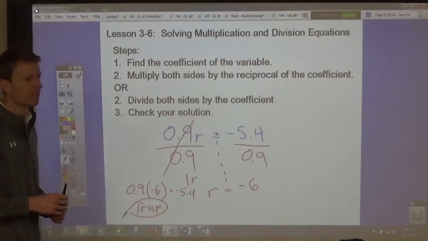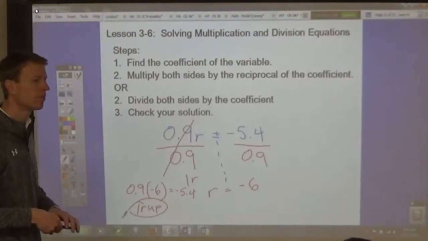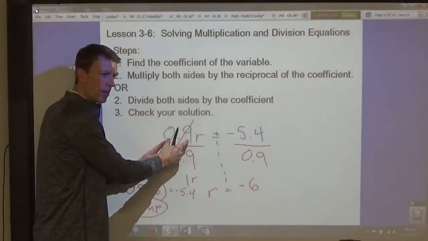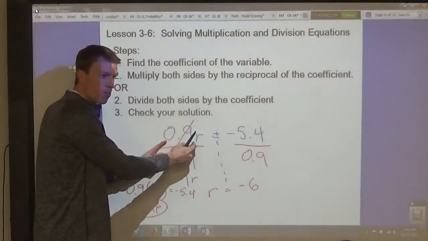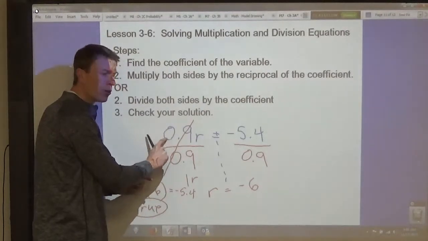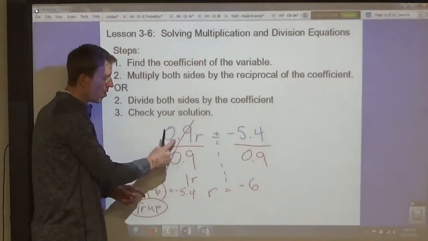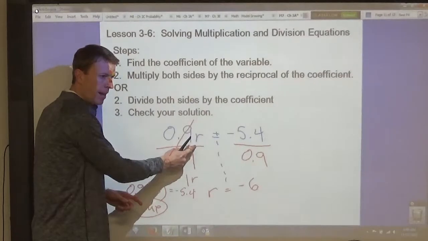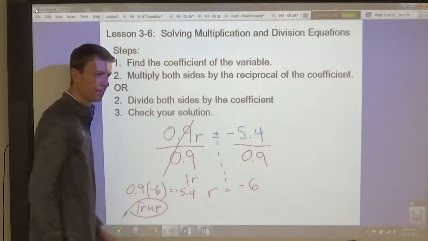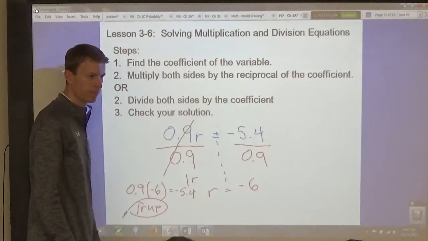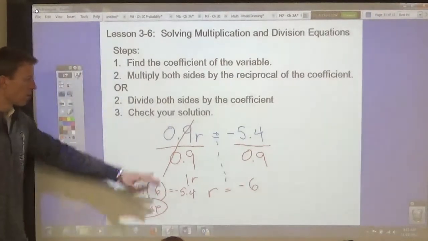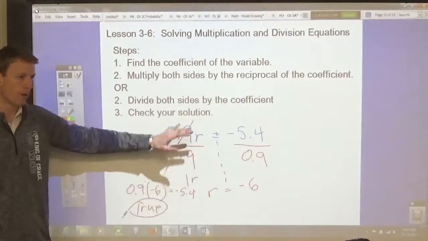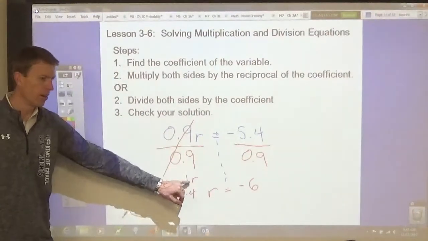Cindy? How do you know what you're going to divide by? Okay. If the number is right next to the variable, this means multiplication. It means times. If you read this correctly, you'd say 0.9 times r, and then you would divide. If the number is right next to the variable, then divide it by the same number to get 1r.